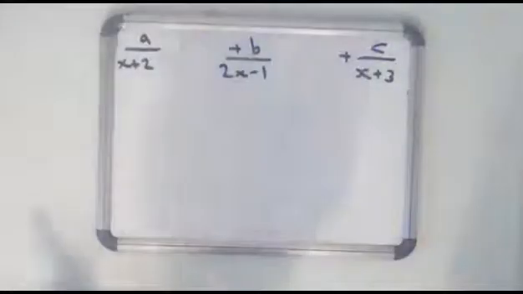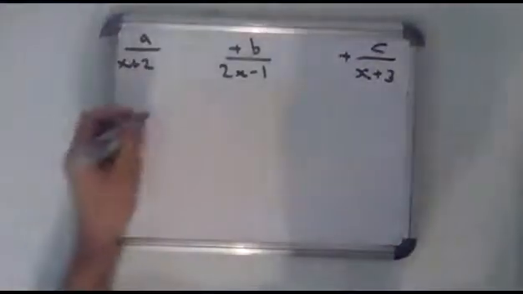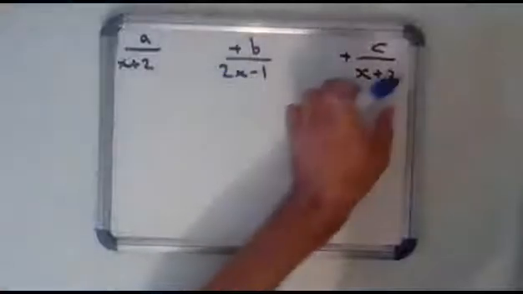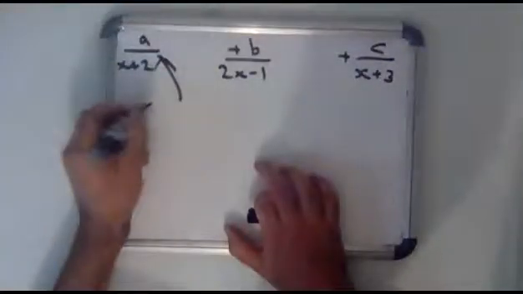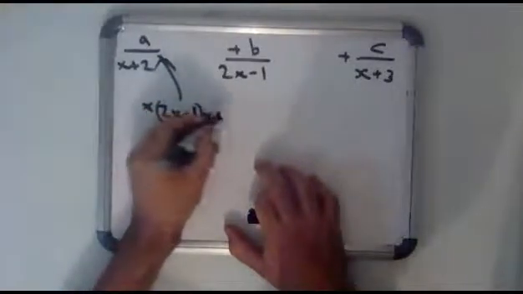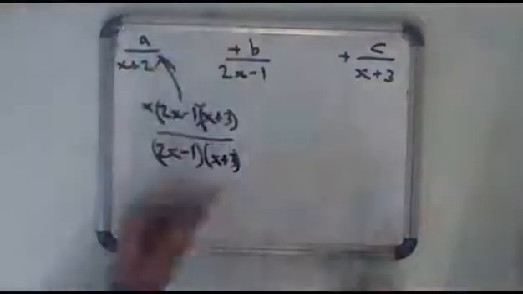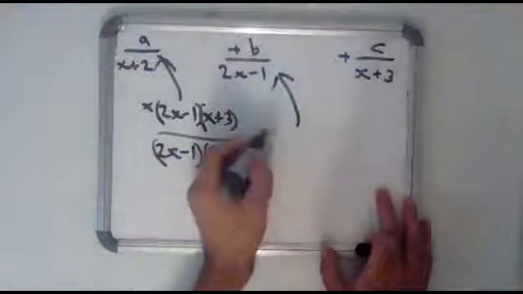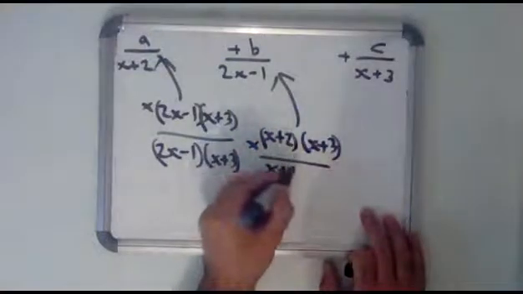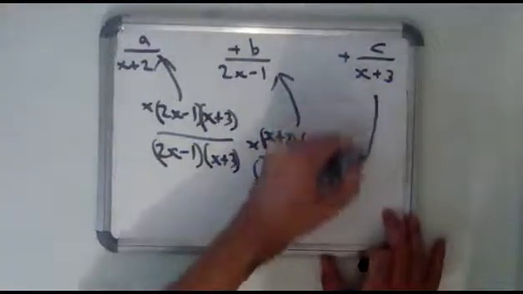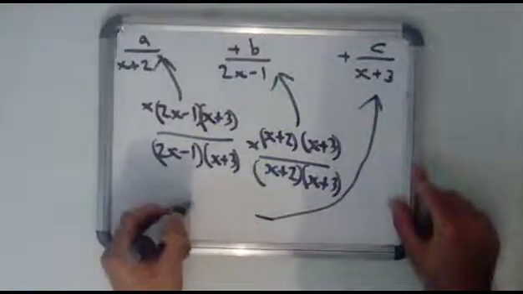Well, if we've got this fraction, which is the right hand side, and we want to try and form this into just one fraction, we're going to need a common denominator. The common denominator is going to be x plus 2, 2x minus 1, x plus 3. So what you're going to have to do is times this one by these two. So you're going to times this by 2x minus 1, x plus 3 over 2x minus 1, x plus 3 to give it this common denominator. You're going to times the second one by the other two, so x plus 2, x plus 3 over x plus 2, x plus 3. And the third one, you're going to have to multiply that by x plus 2, 2x minus 1 over x plus 2, 2x minus 1.